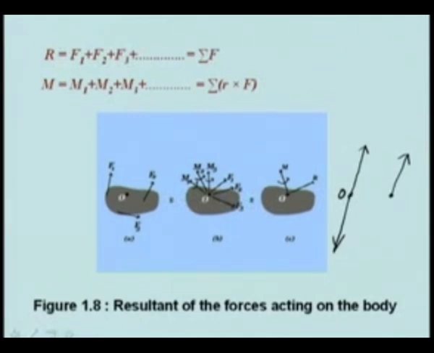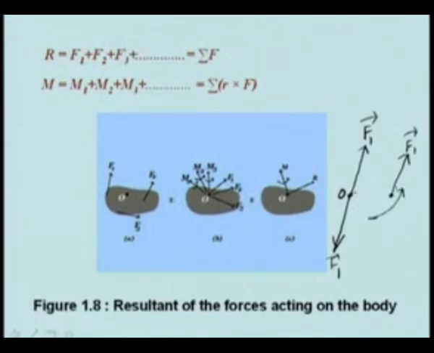Then, if I consider that these two forces are constituting the couple, like this was F1 force acting here, this is another F1 force acting here, this is the force F1. So, this F1, this F1 is constituting a couple, and that can be moved in this direction. So, therefore, this is a couple.